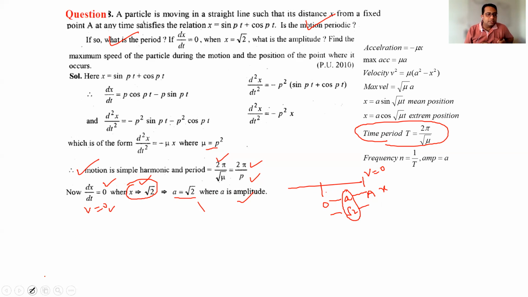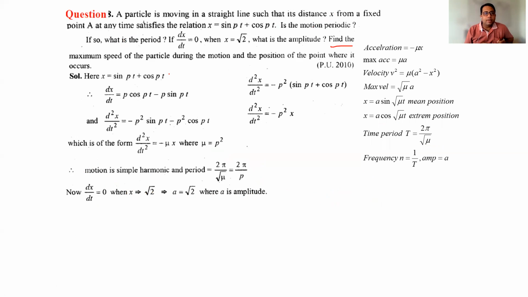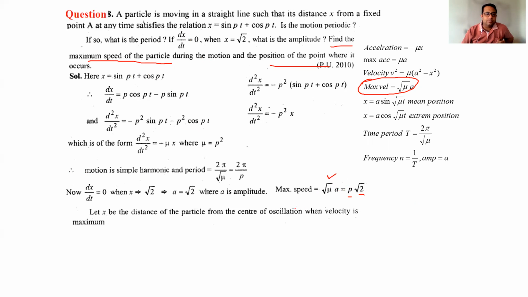So the next question is: find the maximum speed, that means the maximum velocity of the particle. For maximum speed, the formula is that the maximum velocity is root mu times a. So root mu has the value p, and a has the value root 2. And the position of the point where it occurs: the maximum velocity of the particle occurs at the mean position.